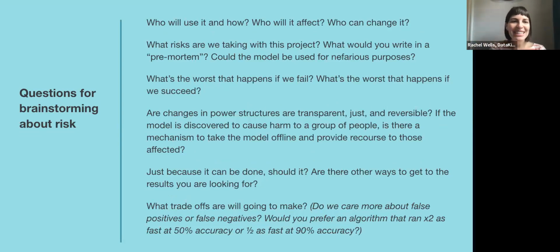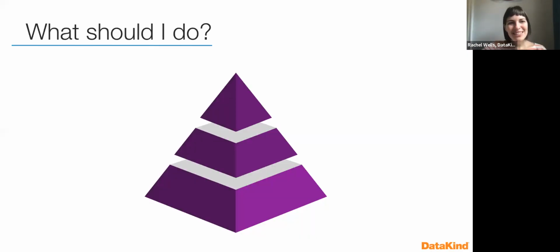And even more to think about is risk, like who will be using it, who can change it, who will it affect, what's the worst thing that could happen, both if we fail and if we succeed. Just because you can use machine learning, should you? Are there other ways to get the results you're looking for? What trade-offs are you going to make? Are there changes in power structures that are transparent, just, and reversible if the model is discovered to cause harm or potentially cause harm in some way? Lots and lots of questions to think about in the ethics space. So that kind of gives you a brief overview of that data strategy and values to build your data foundation.